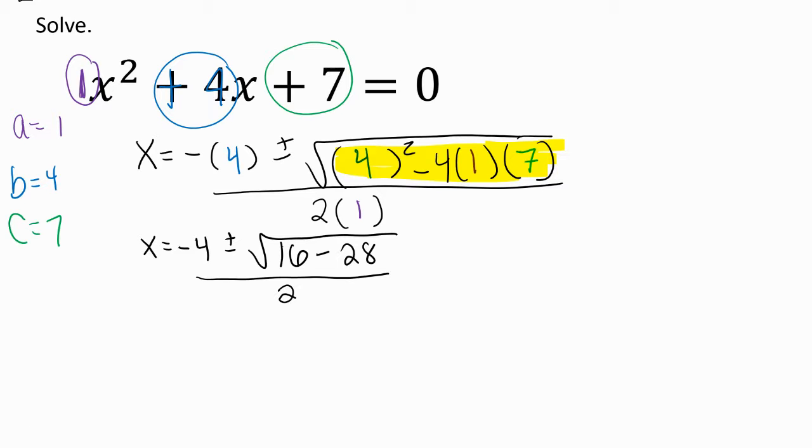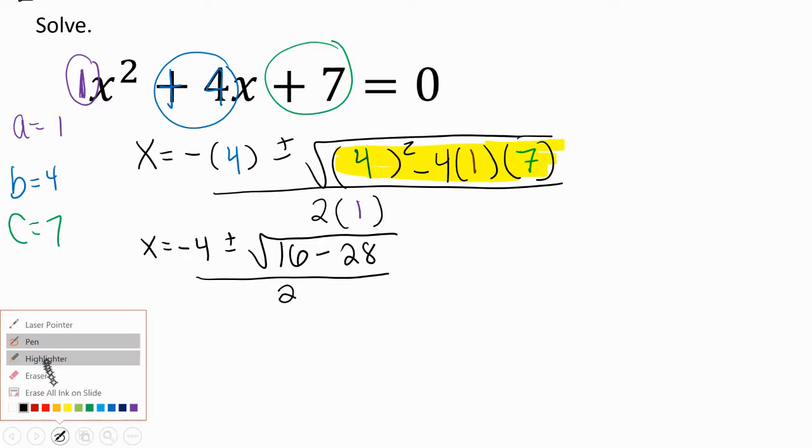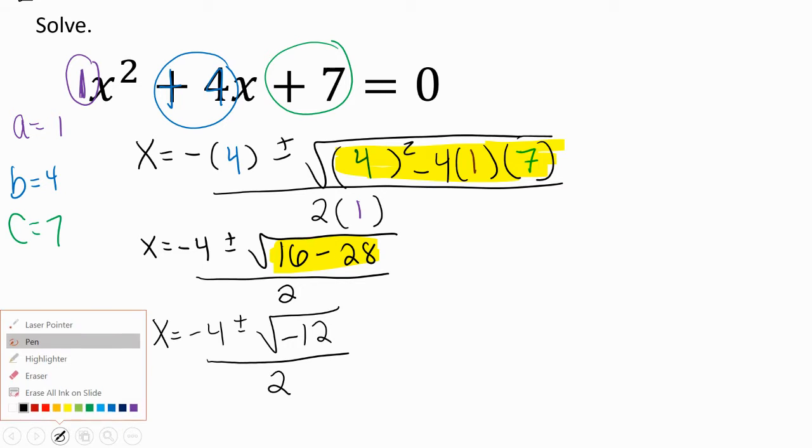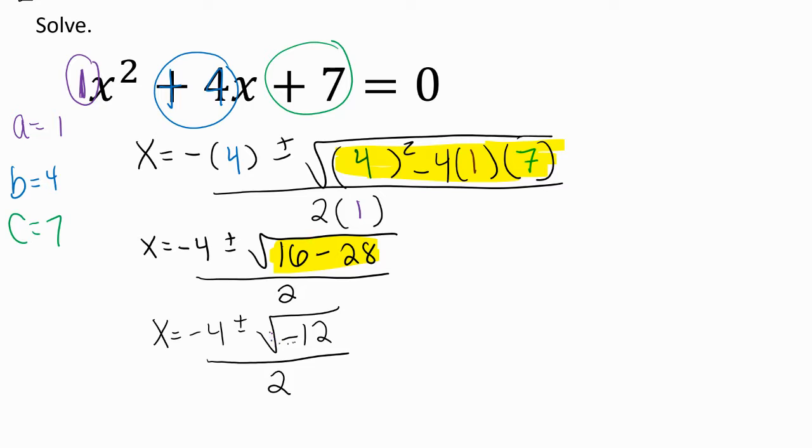And now we're going to go ahead and do 16 minus 28. So it's going to be x equals negative 4 plus or minus the square root of negative 12 all over 2. And then hopefully you notice anytime you have an i in a negative in a square root, you're going to pluck out your i.